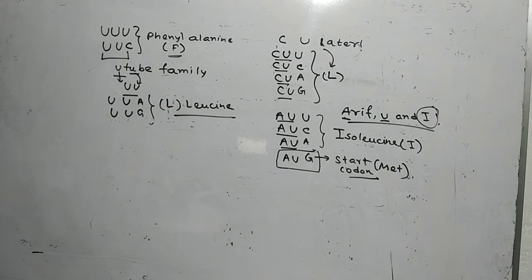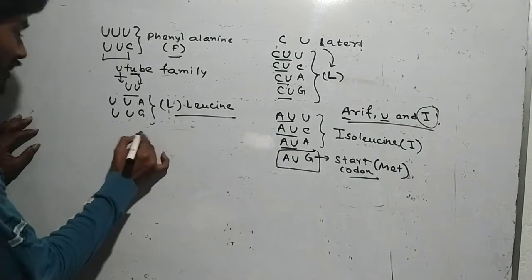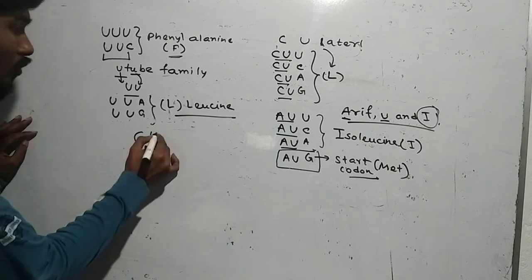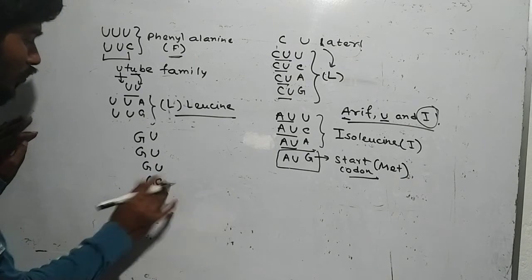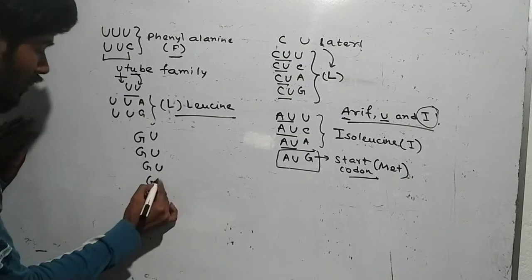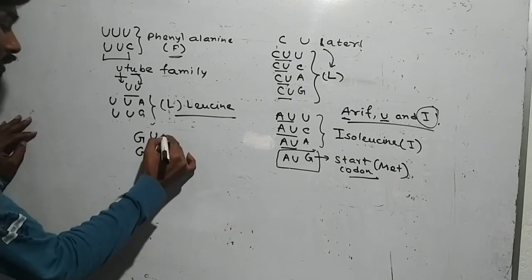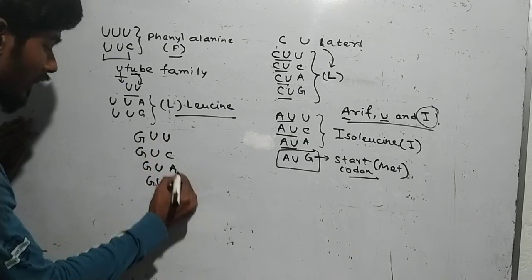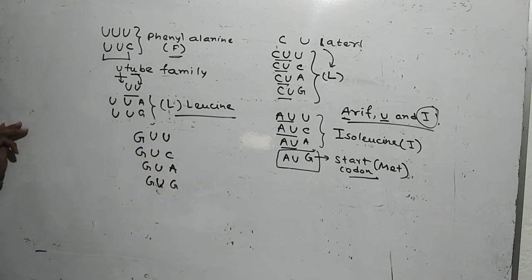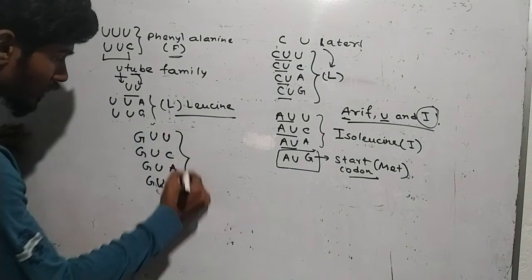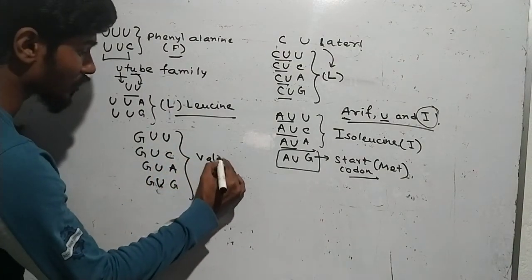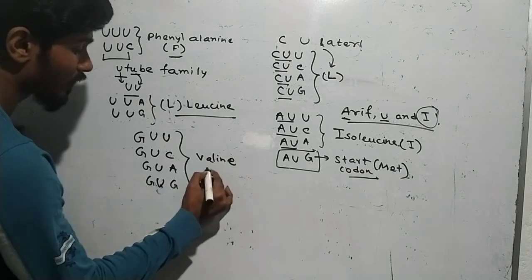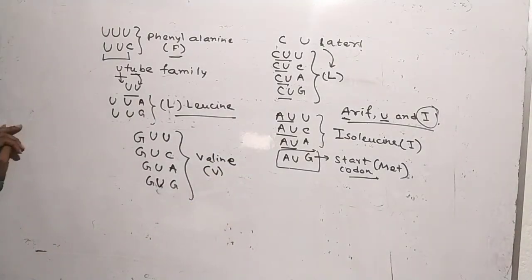Now we will go for the next row just below this, and this is G, GU, GU and GU, and again you have this GU. Okay, now there is U, C and A and G, and they actually code for the amino acid that is called valine. Okay, valine, or in general V.